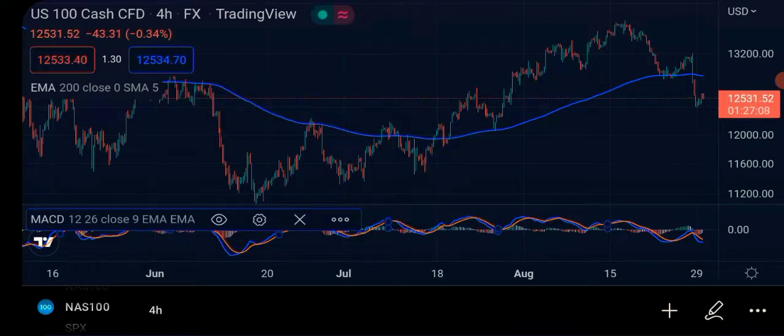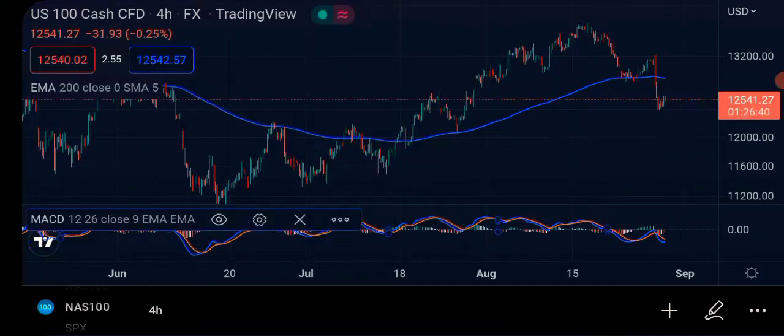So this is TradingView. I advise you use TradingView for the setup because the moving average convergence divergence is not really showing well, and I don't like the way it's set up on MetaTrader. So I would advise you use TradingView to set it up.